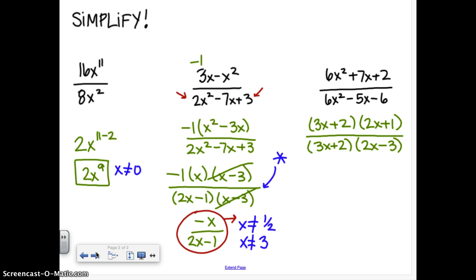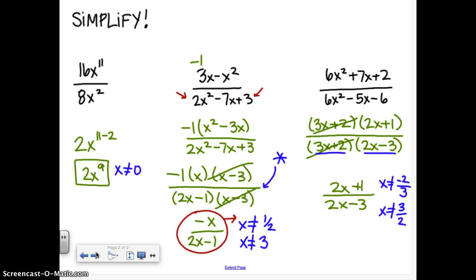Then, at this point is where we should check to see what's undefined so that when we cancel and simplify, there's our answer. What values of x makes it undefined? Well, when x is equal to negative 2/3, it's undefined. That comes from right here. Solve that. What value of x makes that equal 0? Then solve this side. X cannot be positive 3/2.